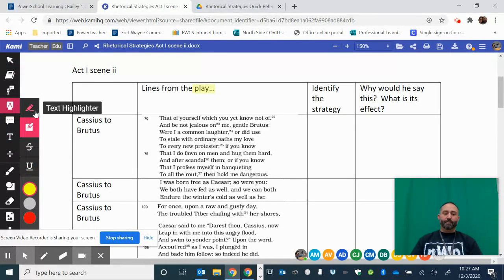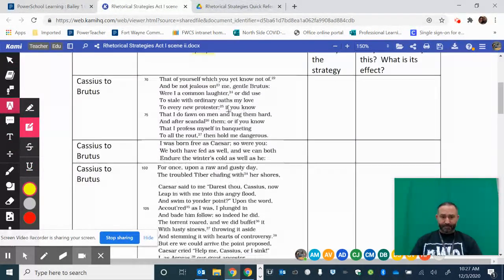I'm going to go to my markup tool and my box highlighter. So in Act 1, Scene 2, lines 70 through 79, Cassius starts talking, and he goes, "And be not jealous on me, gentle Brutus." In other words, you don't have to worry about what I'm about to say. "Were I a common laugher, or did use to stale with ordinary oaths my love to every new protester, if you know that I do fawn on men and hug them hard and after scandal them, or if you know that I profess myself in banqueting to all the rout, then hold me dangerous."